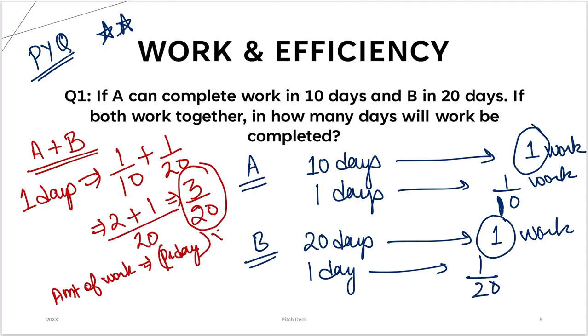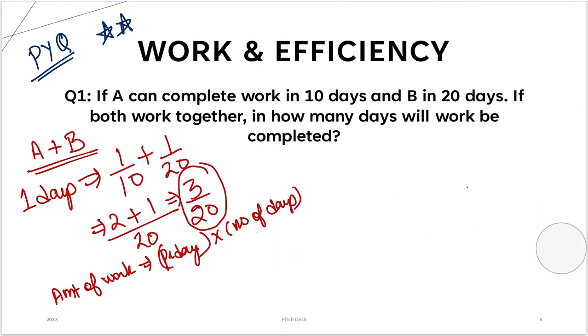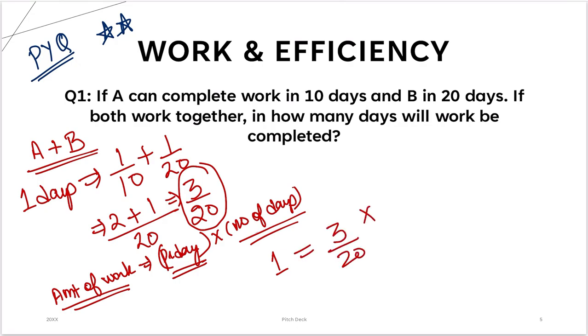The amount of work done per day into number of days. I'm removing this part to make space for it. If you go back 1 or 2 slides, I hope you remember the total amount of work is per day work into number of days. What is the total amount of work? The total amount of work is 1 we have taken. What is the per day work they are doing? 3 by 20. So the total number of days taken will come here.